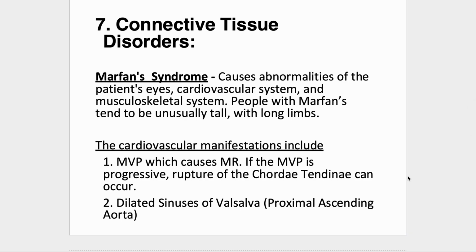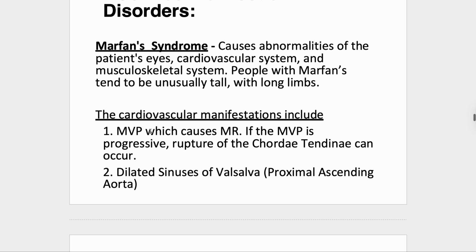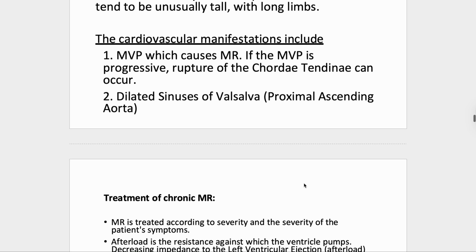And 7. Another thing that can cause mitral regurg that we mentioned, connective tissue disorders like Marfan's. This causes abnormalities of multiple things, including the cardiovascular system and musculoskeletal system. Oftentimes, you'll see MVP, prolapse, which causes mitral regurg, right? And over time, this can rupture the chordae tendineae. Dilated sinuses of Valsalva, we'll talk about in Echo 2.